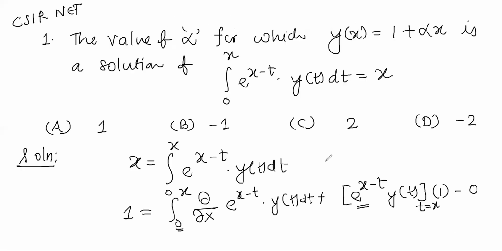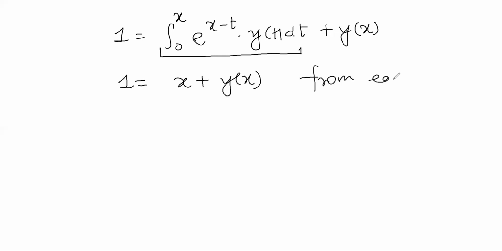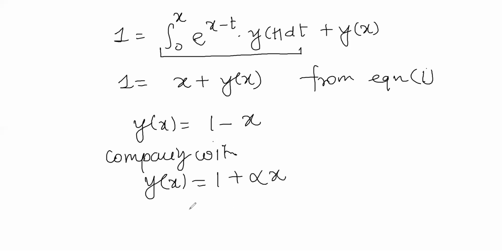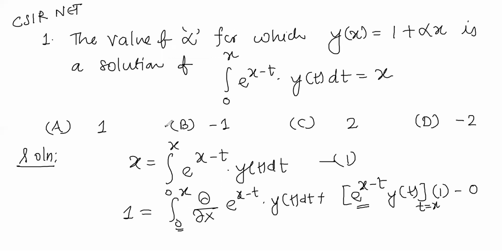Now let me name this equation 1. From equation 1, y of x equal to 1 minus x, and they have given the solution is y of x equal to 1 plus alpha x. So if you compare, you get alpha equal to minus 1. So in that case, your option B will be correct.